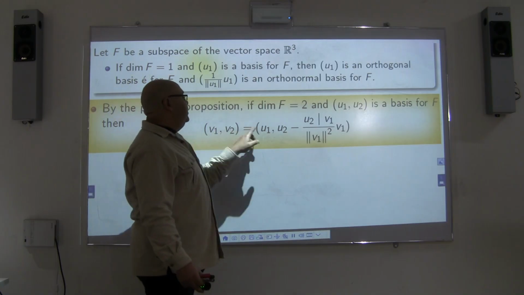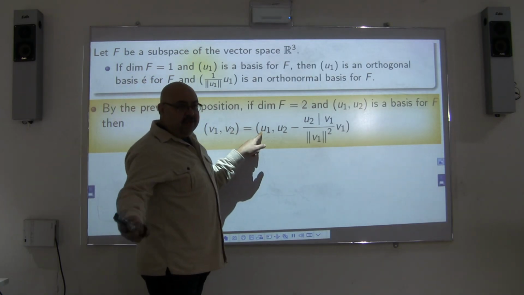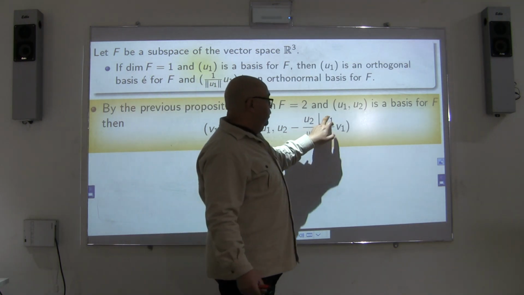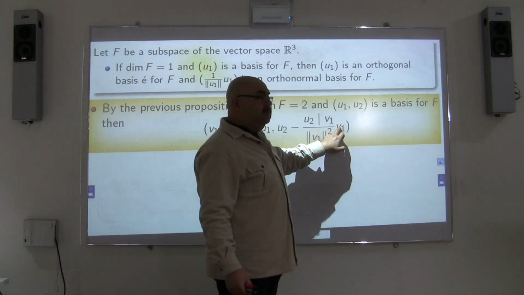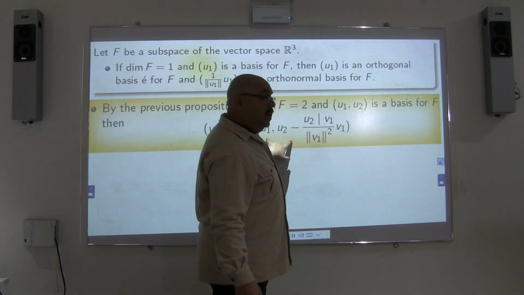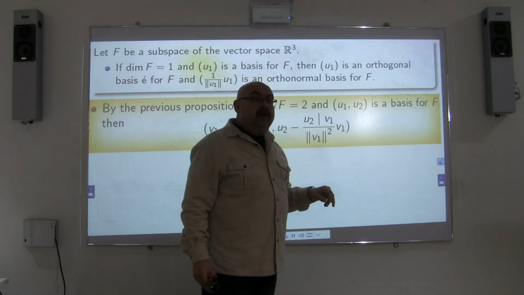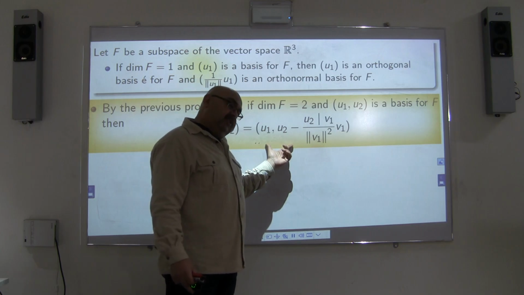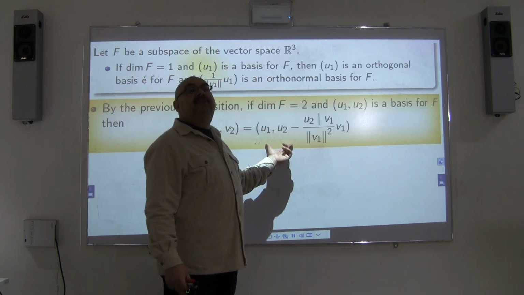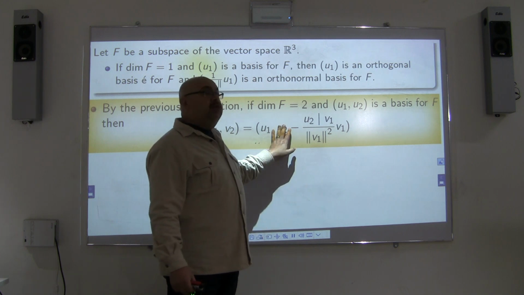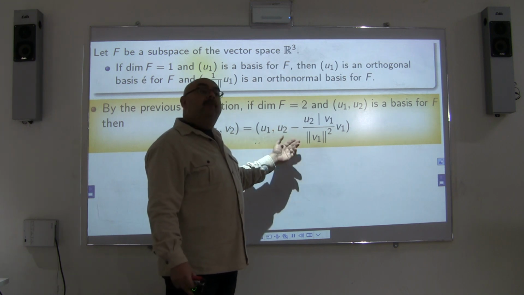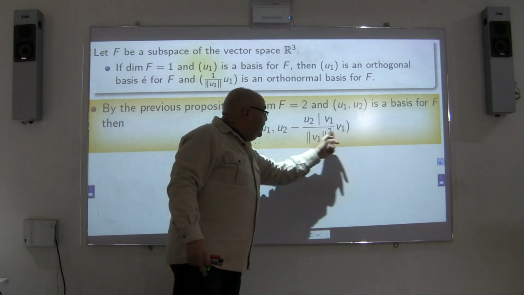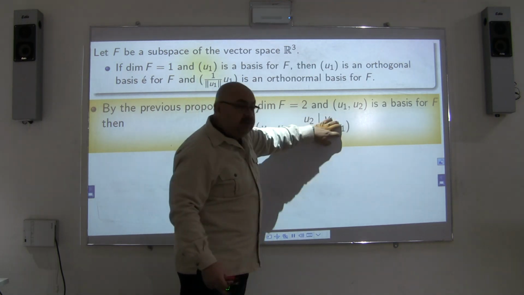I will let V1 equal U1. I will use Gram-Schmidt. Then the second vector is going to be U2 minus (U2 dot V1 over the magnitude of V1 squared) times V1. These are the 2 vectors. Now that's an orthogonal basis for this subvector space. How to orthonormalize it? Those are orthogonal. To normalize, I will divide the first vector by its magnitude, and I will divide the second vector by its magnitude.